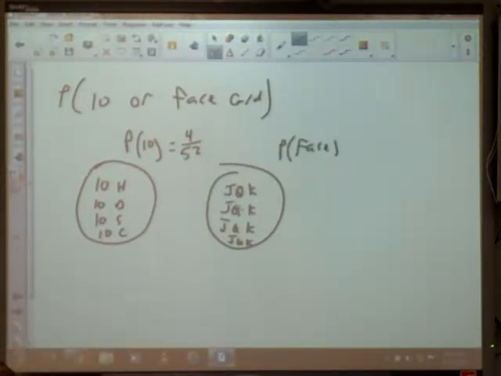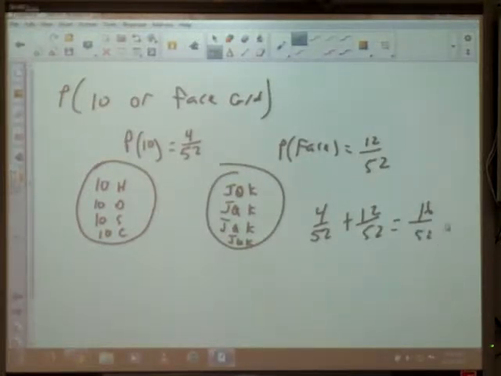1, 2, 3, 4, 5, 6, 7, 8, 9, 10, 11, 12 out of 52. Right? What did my formula say that I needed to do with these? Add them. So I got 4 out of 52 plus 12 out of 52. Should be 16 out of 52. That is the same if I reduce that, divide them up by 4, as 4/13. I like that number, but you can put it as a percentage if you want to. It'd be almost 31%, wouldn't it?